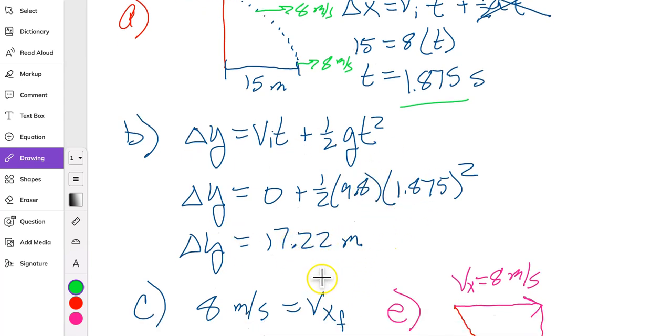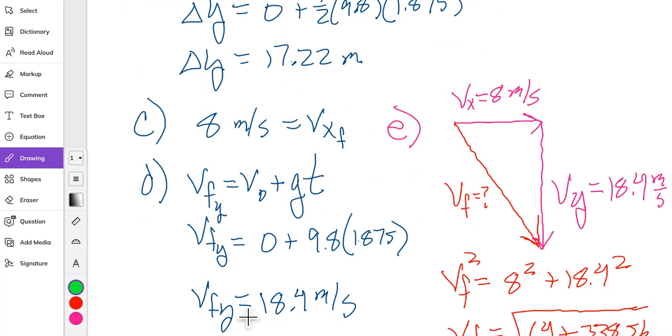For letter C, they want to know how fast it's going when it hits the ground just horizontally. Remember, that never changes. That was 8. But to do letter D, to find out how fast it's going when it's moving up and down, we know the original speed at the top, remember that was 0, plus 9.8 times the time it takes to fall, and that gives you your final speed of 18.4.